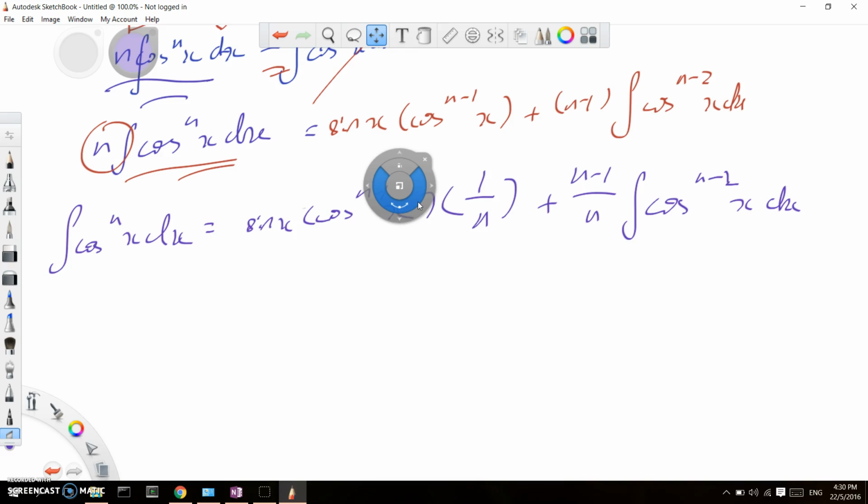The reduction formula for the integral of cos to the power of n x dx proven. So next we'll be applying these formulas to some other equations to make our lives simpler. Cool.